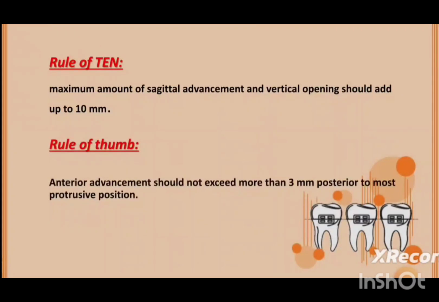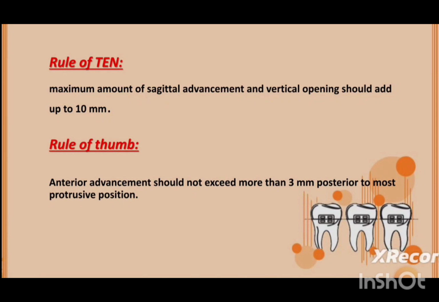Now we have to consider two main things, that is the rule of 10 and the rule of thumb. Because when we decide the vertical opening or the sagittal advancement, how do we decide how many millimeters we are taking for the forward positioning and how much vertical opening is to be made? This decision can be done by following the rule of 10, which states that the maximum amount of sagittal advancement and vertical opening should add up to 10 millimeters. Which means if I am making a sagittal advancement of 6 to 7 millimeters, the vertical opening should be maintained around 3 to 4 millimeters.